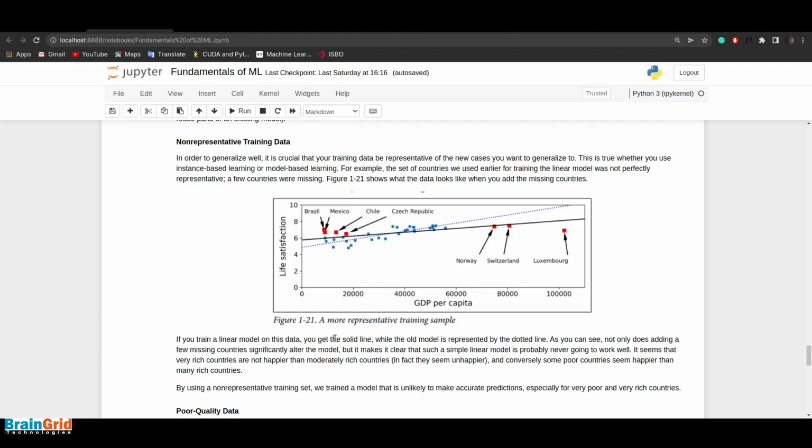So here you can see the solid line is the new model, and the dotted line is the old model. You see how it has also tried to fit the new line to Norway, Switzerland, Luxembourg. It is trying to fit that line closely to the different countries. Now, if you were to take the old model and predict on Norway's GDP and Switzerland and all those countries, the model is definitely bound to produce incorrect results.